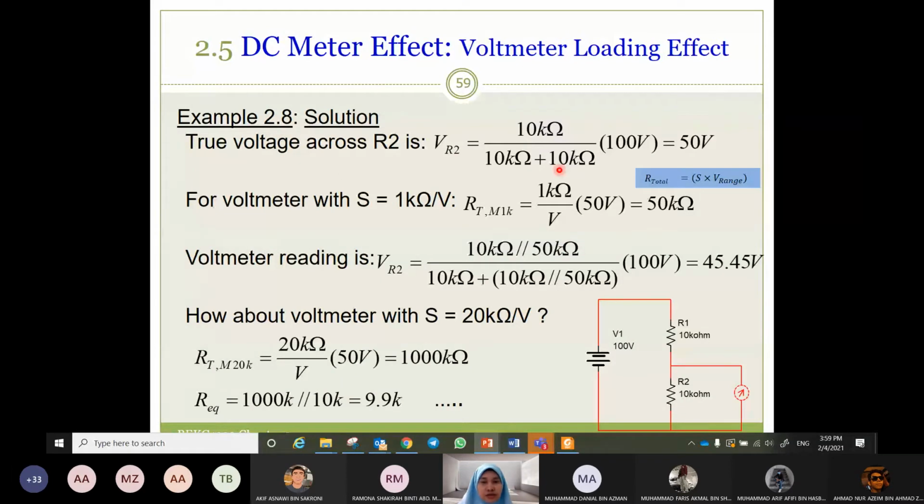Now let's find VR2 by using calculation or theory, without voltmeter. This is from the calculation, from theory. True value of VR2. By using voltage divider principle, 10K multiplied with the voltage source 100 volt divided by all that are connected in series with R2. It is 10K plus 10K. We have 50 volts. Now we want to use the first voltmeter with sensitivity 1 kilo ohm per volt.